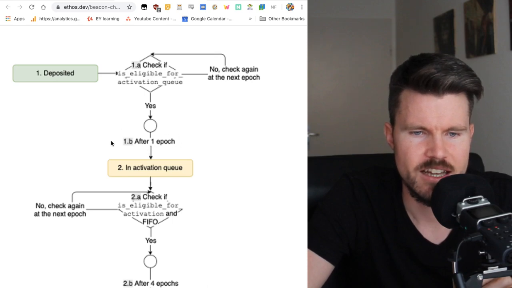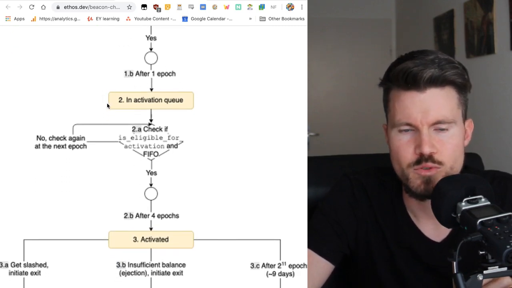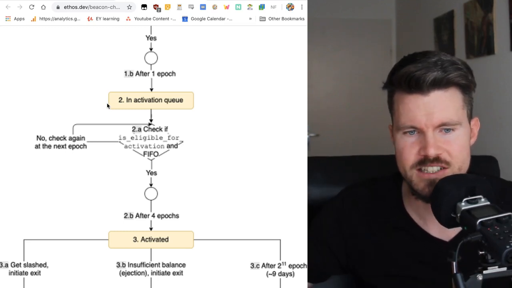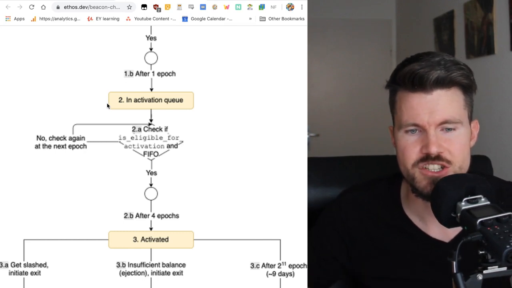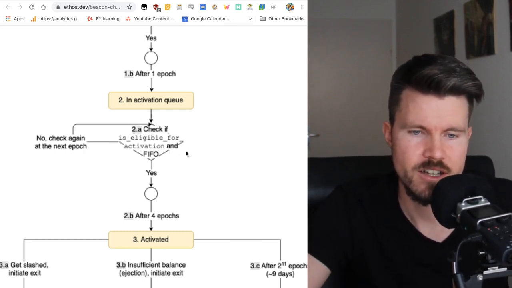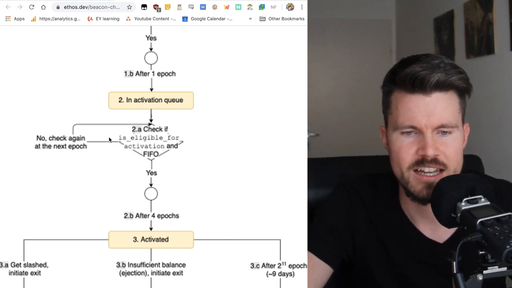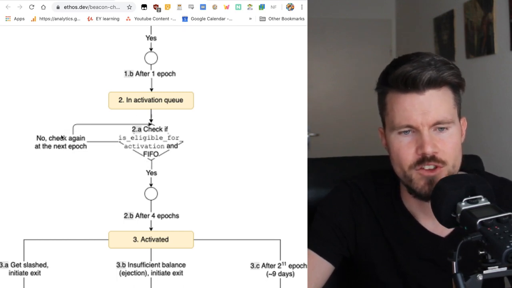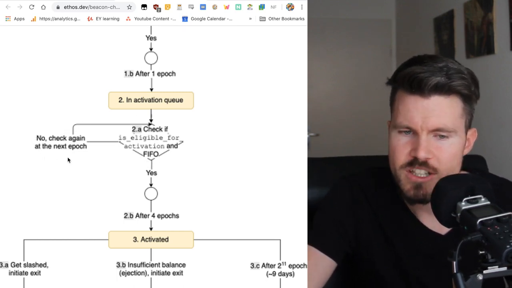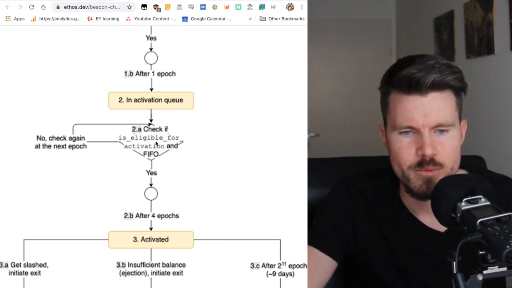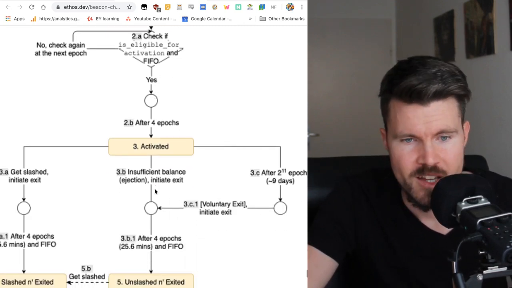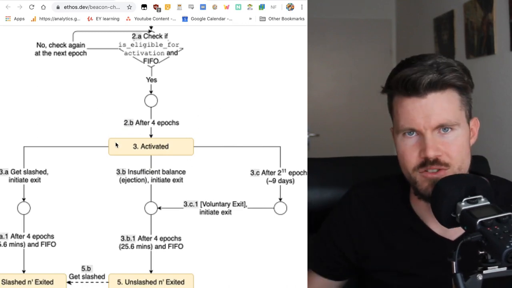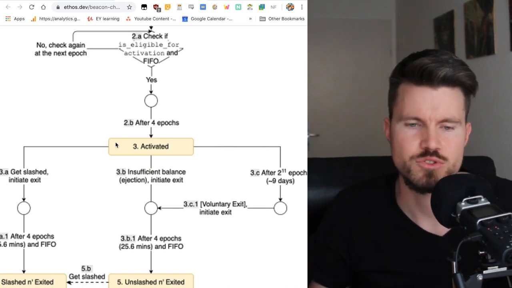So yes, and then after the first epoch, step number two is the activation queue. It depends on how many people at the same time want to become validators, so this duration can change. Then there is another check, if eligible for activation, and FIFO, which means first in, first out. If no, then check again at the next epoch. Pretty straightforward. If the answer is yes, basically continue down the line. And after four epochs, this validator is activated and you don't really have to do that much more.